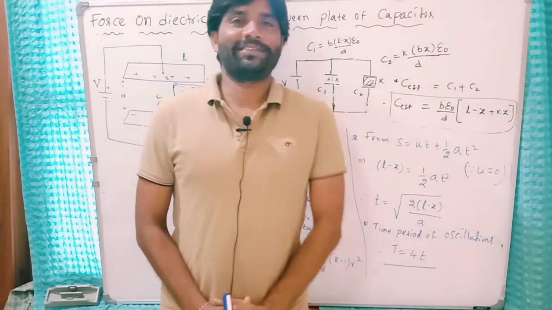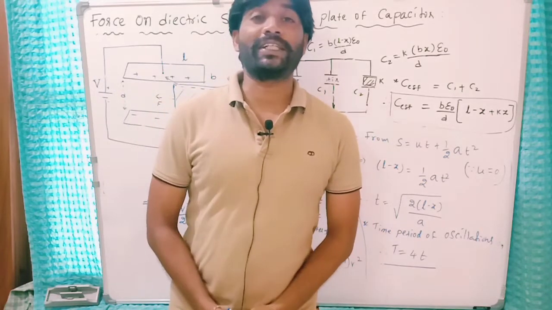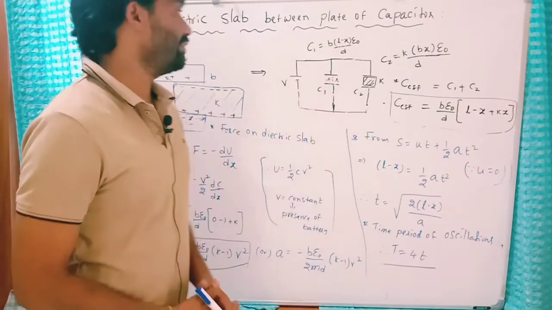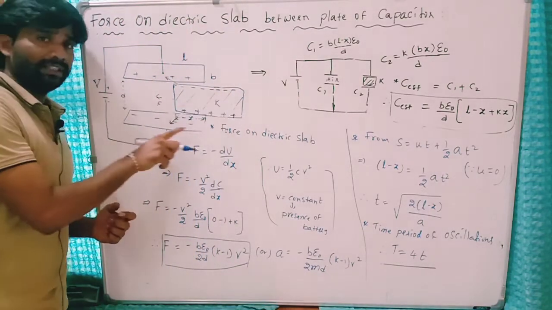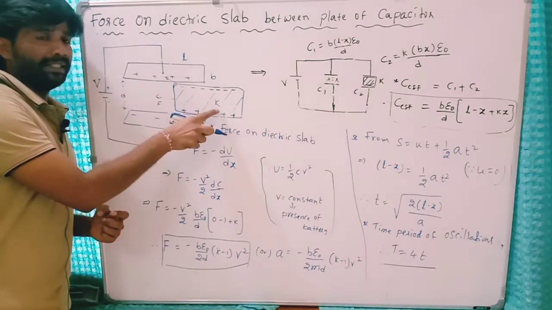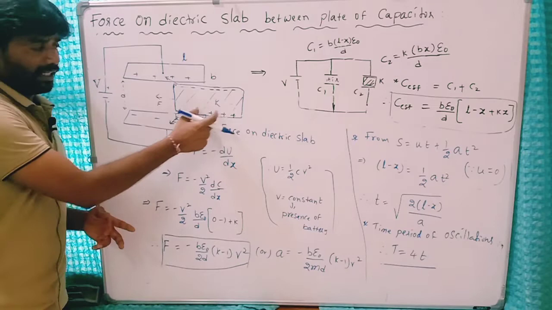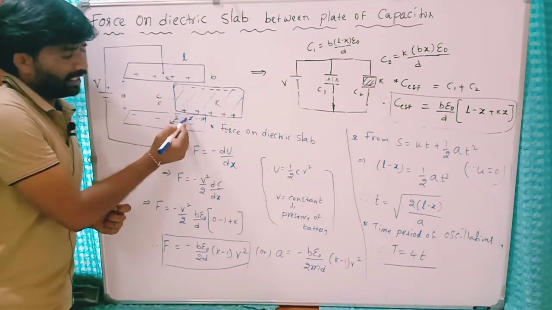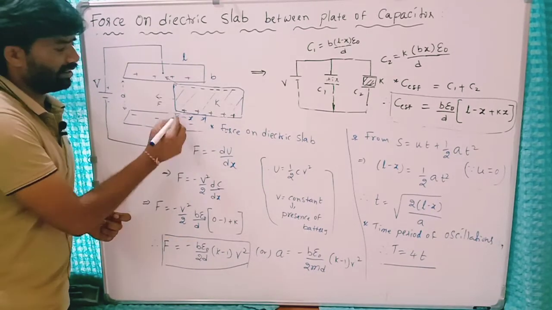Hello students, in this class I am going to explain first the force experienced by the dielectric slab between the plates of a capacitor. Now here you can see the diagram in which we have a dielectric slab of material constant K. Now a little part of that dielectric slab is inside the plates. That length of the dielectric slab inside the plates is X. You can see the diagram here.